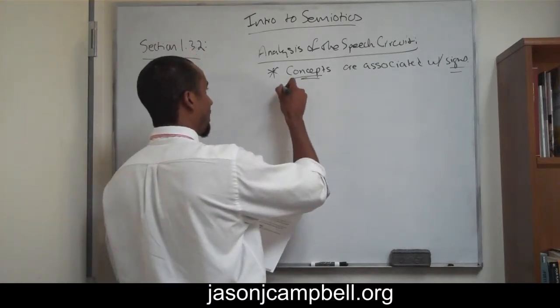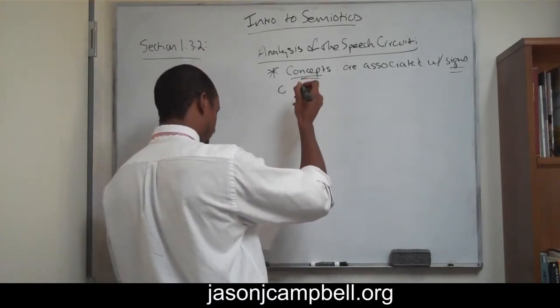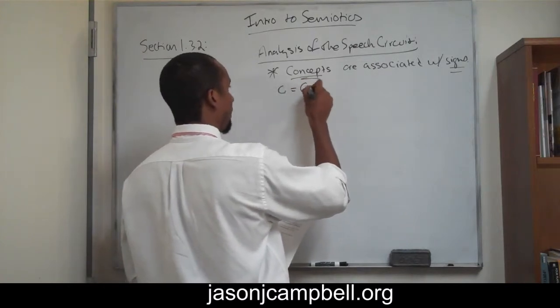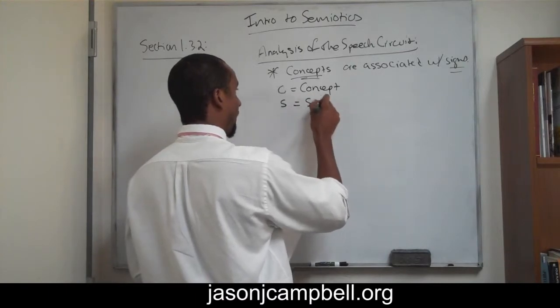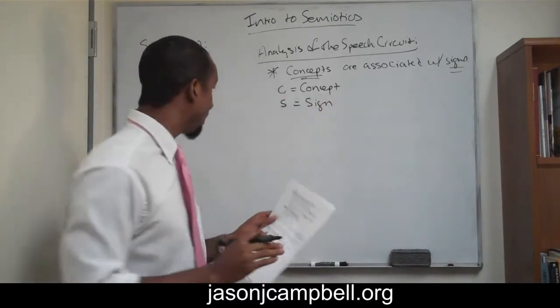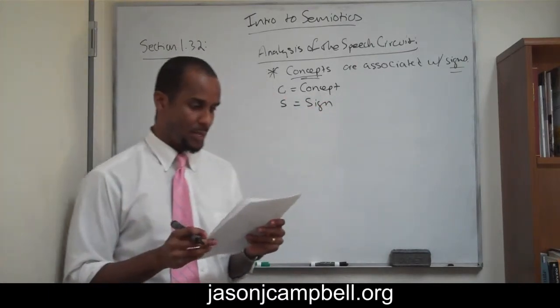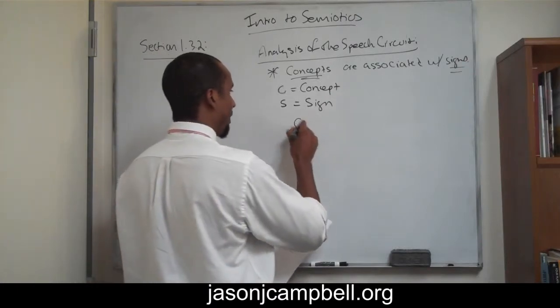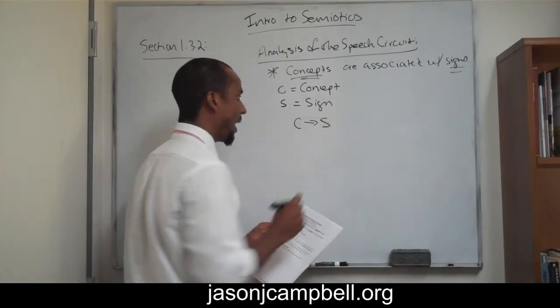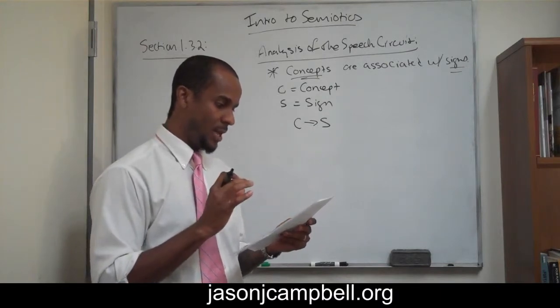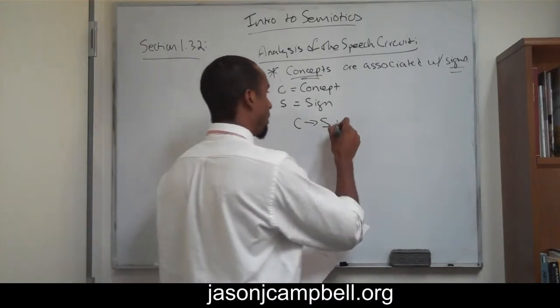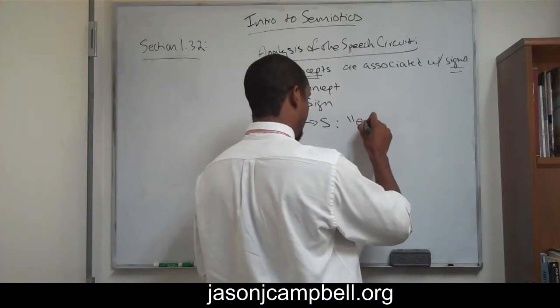Now let's say that C, this is my convention now, C equals concept and S equals the sign. So we'll say C equals the concept, S equals the sign. If you have the concept and then you have the sign, this is what's known as the executive.